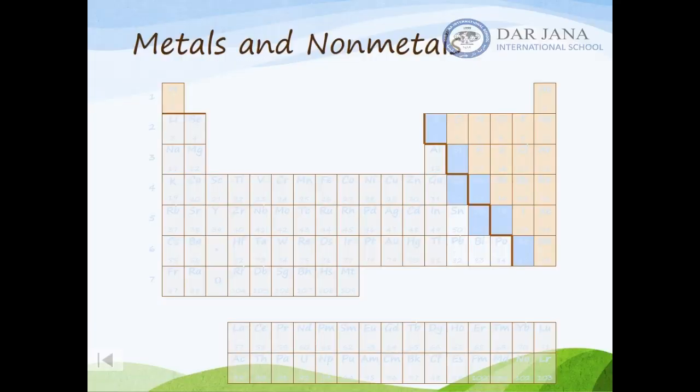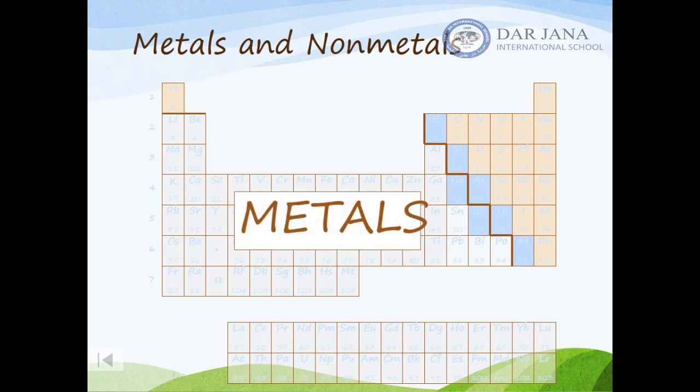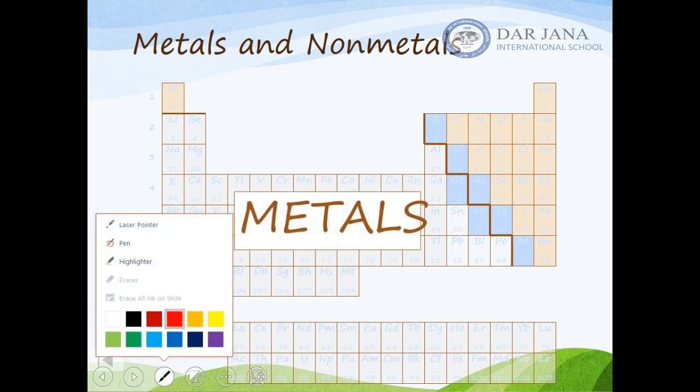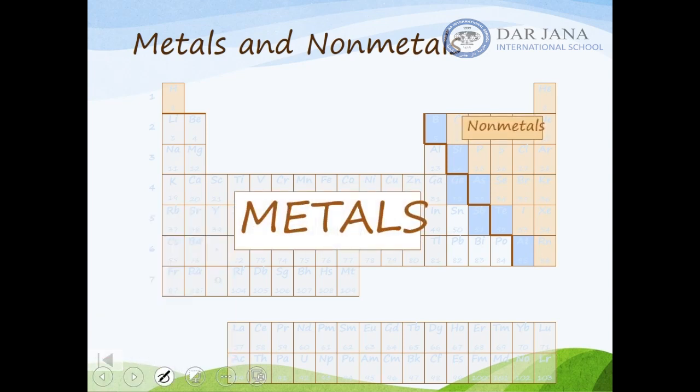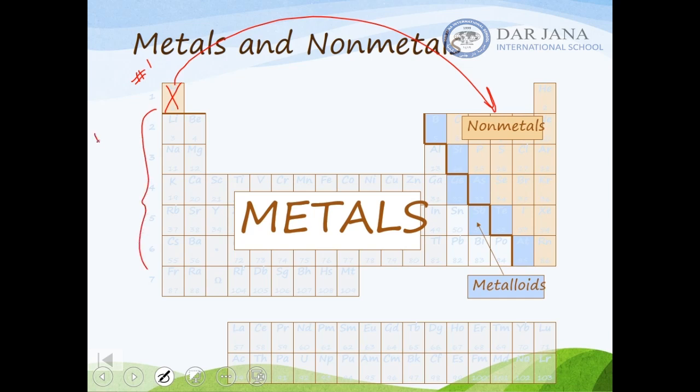So to sum everything up, we have the metals, non-metals, and the metalloids. So we have group number one, except for hydrogen. Hydrogen is a non-metal. So these elements are called alkali. They are extremely reactive.